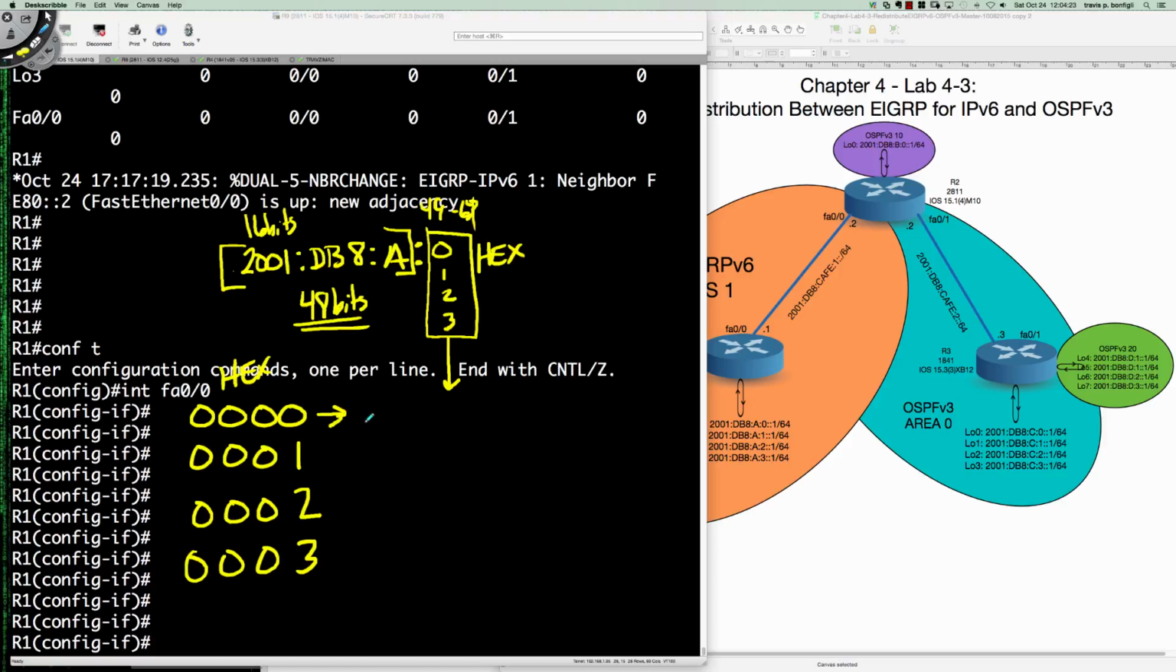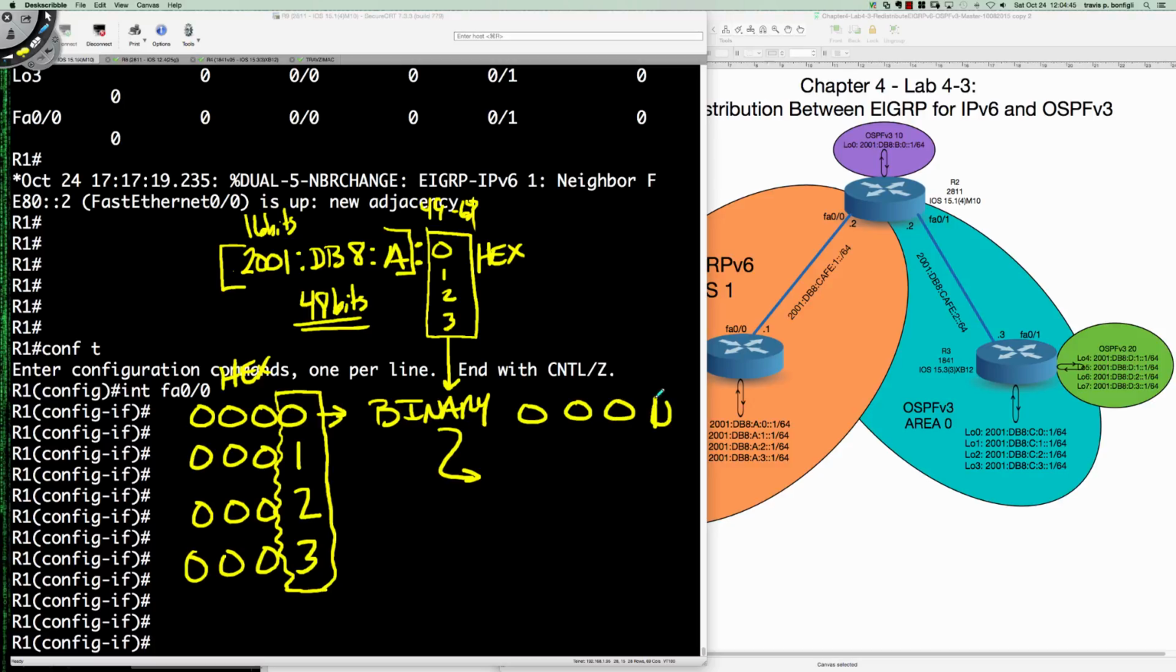So now what we need to do is move these to binary, right? So how do we do that? So binary, and again, we're at the nibble boundary here. So we're doing our subnetting down to the nibble boundary. We're going to leave these guys alone. So 0 in binary would be 0, 0, 0, 0, 1 is 0, 0, 0, 1, 2 is 0, 0, 1, 0, and 3 is going to be 0, 0, 1, 1.